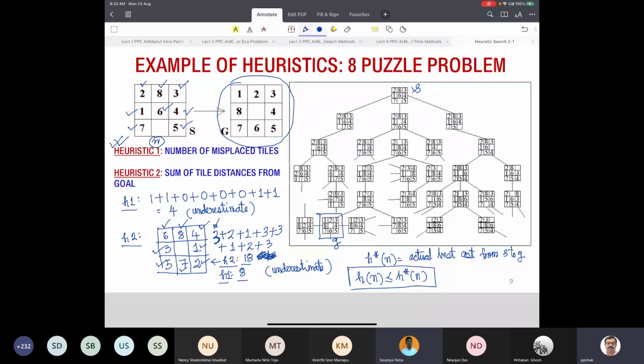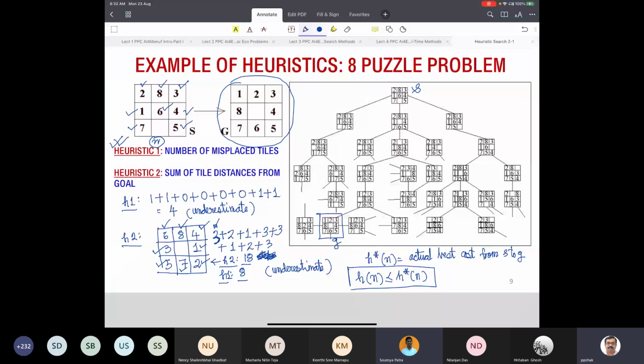Can anybody tell me why H2 is also an underestimate? Because those are the number of moves it will at least require to reach the goal. In one move, a tile can move closer to its destination by one place. So this sum of the distances will tell you that at least so many moves are needed.